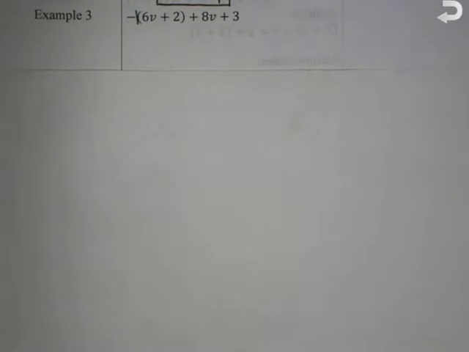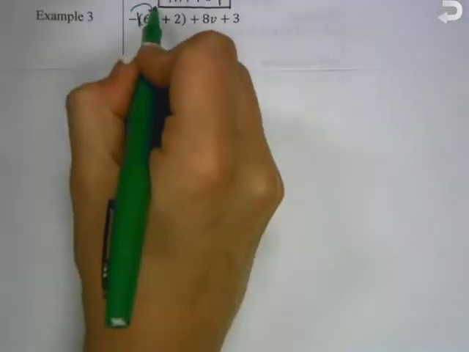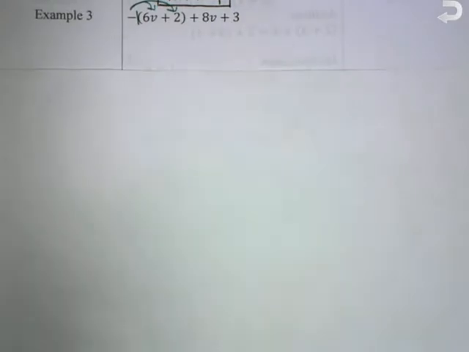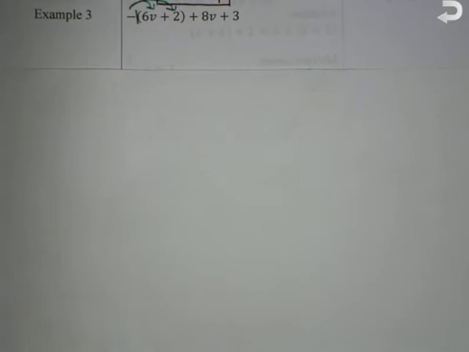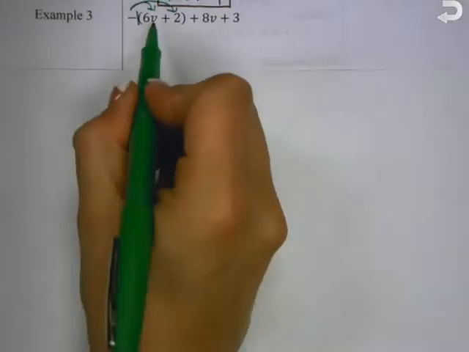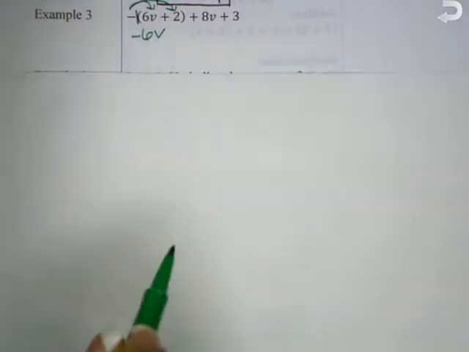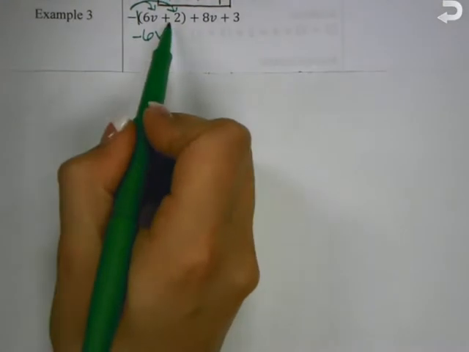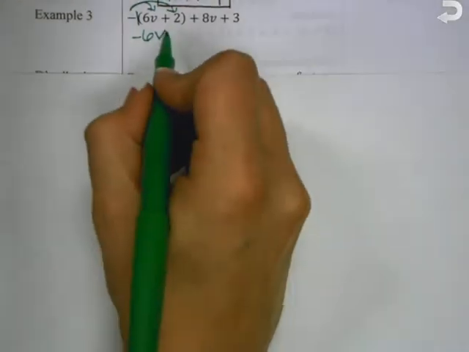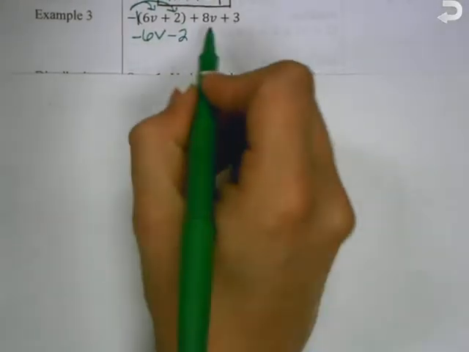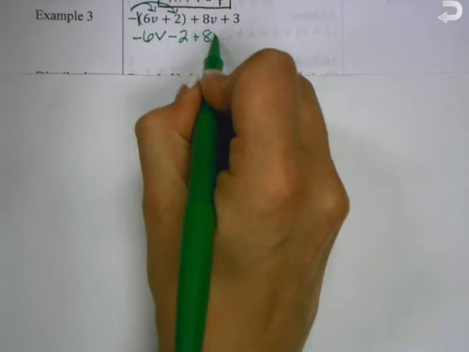Good, negative 1. So we distribute negative 1 into the parentheses. Negative 1 times 6v gives me negative 6v. And negative 1 times positive 2 gives me? Good, negative 2. Plus 8v plus 3. Okay?